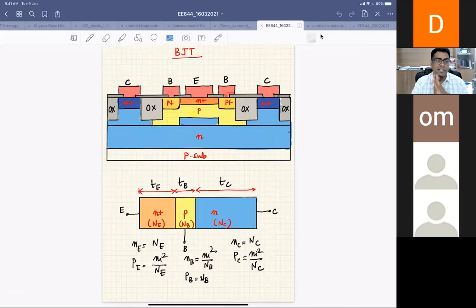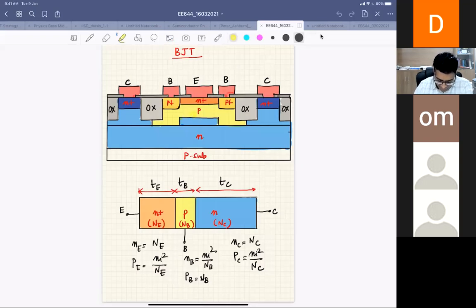So we have an N region. For an NPN bipolar junction transistor, the emitter is made of N-type semiconductor, the base is made of P-type semiconductor, and the collector is made of N-type semiconductor. And we had done this exercise before.